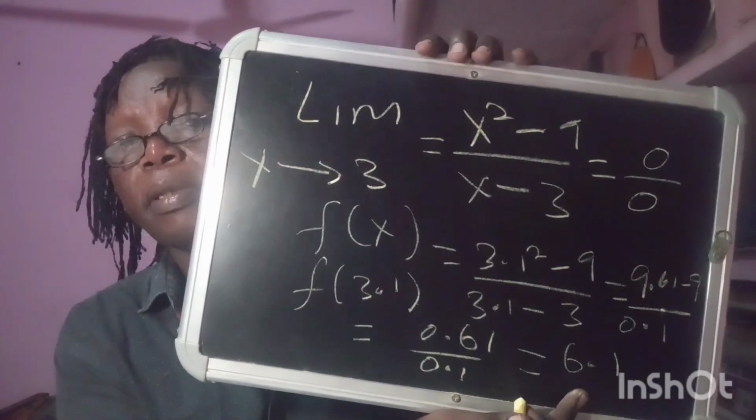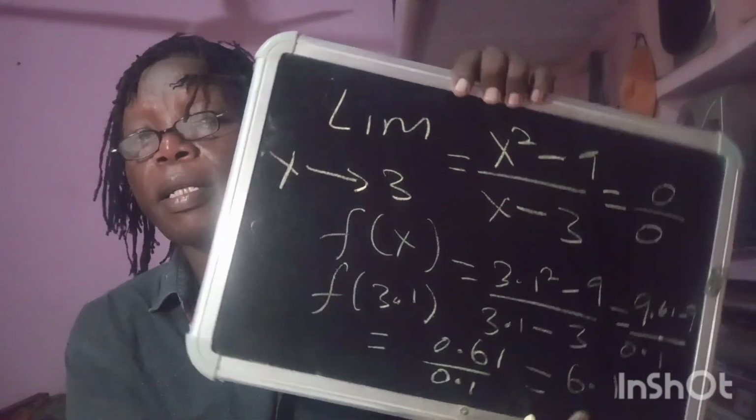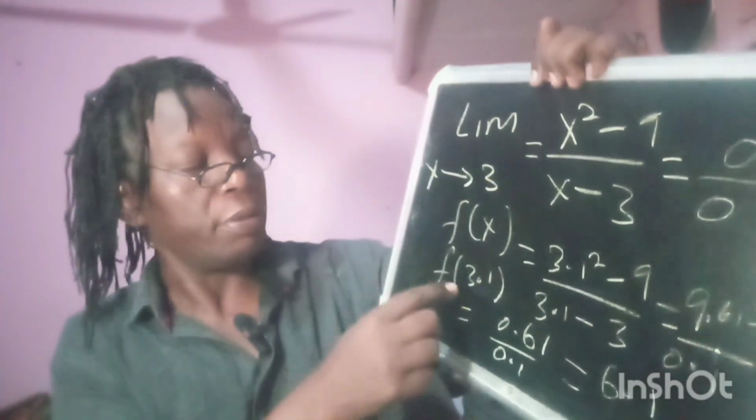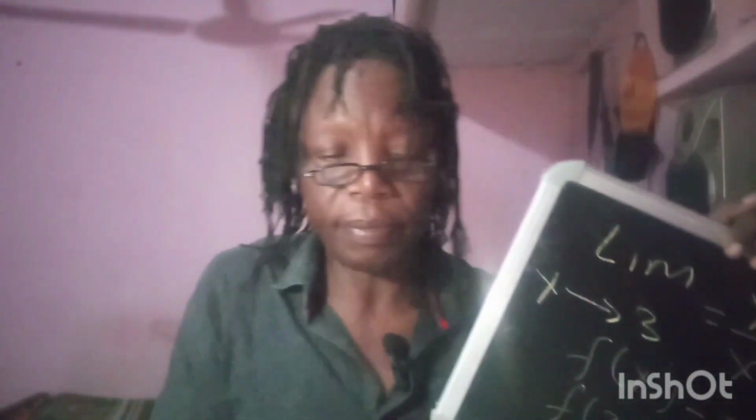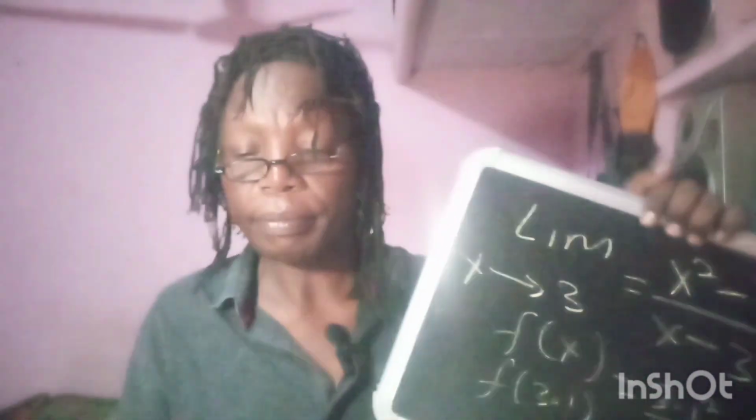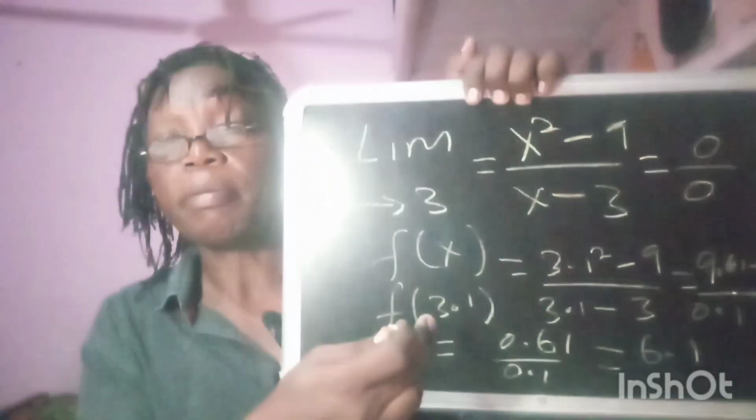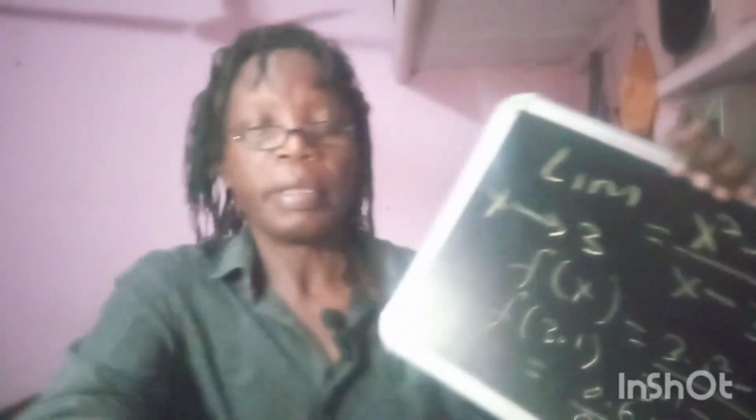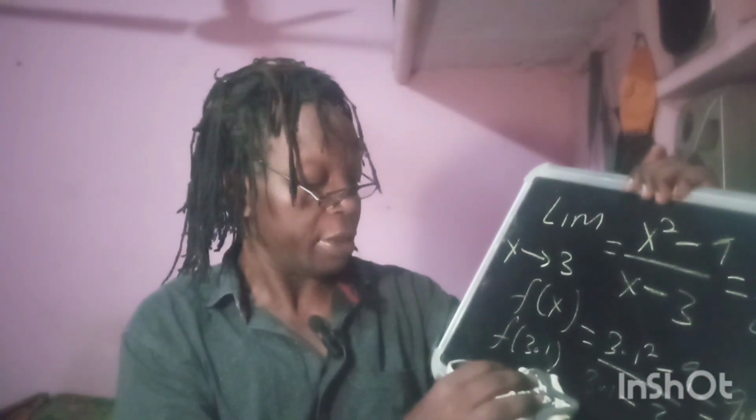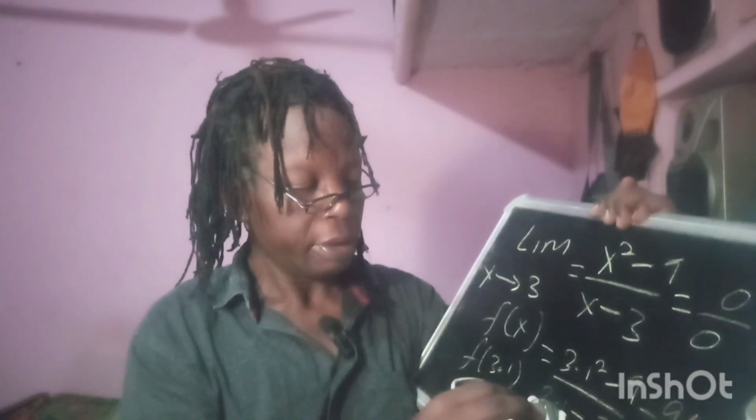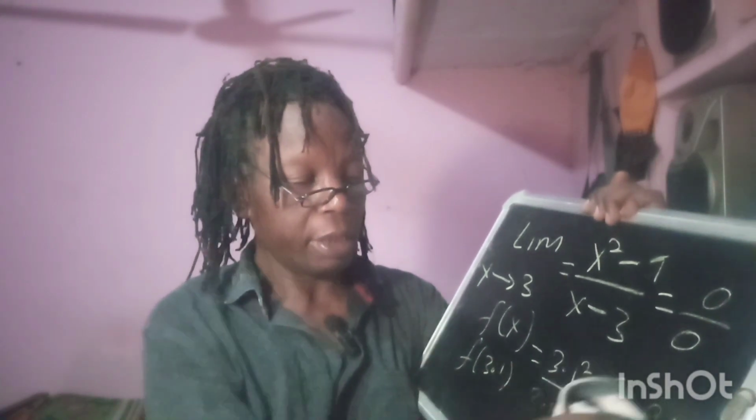So what happens if we plug in a value which is even closer than 3.1? Let's put something which is even closer than this. So I'm going to wipe this one off, and I put another value there. Okay, let me wipe this one off.